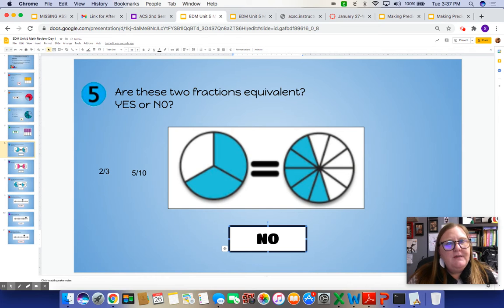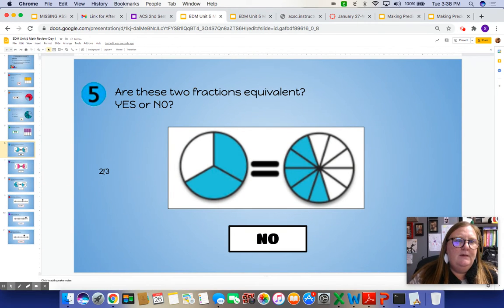And we're going to check them by multiplying this number on the right with this number on the left. So 10 times 2 is 20, and 3 times 5 is 15. And those would have to equal each other for those to be equivalent. So that just kind of proves to us that they are not equivalent. All right, we're going to keep going.